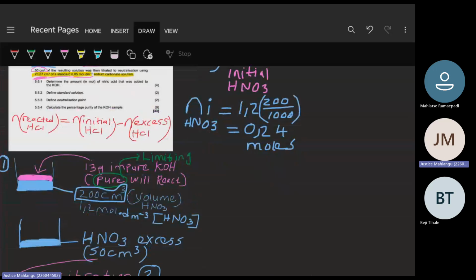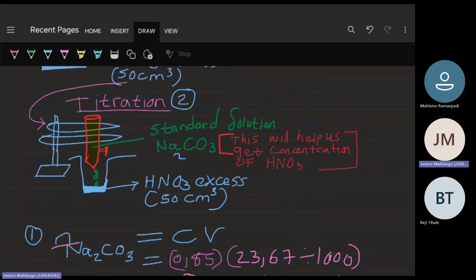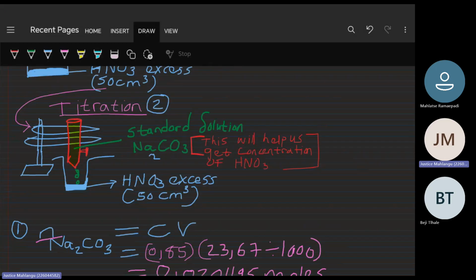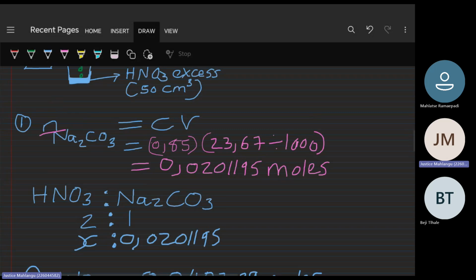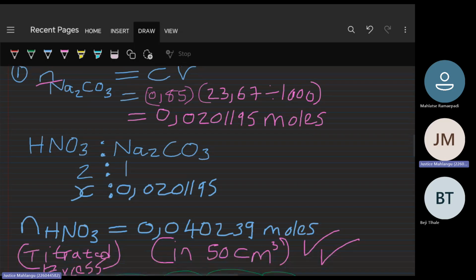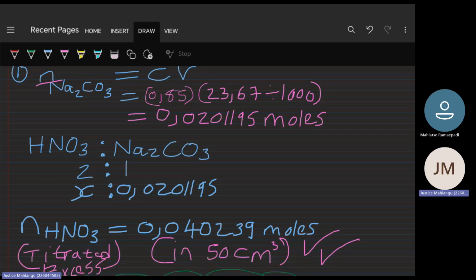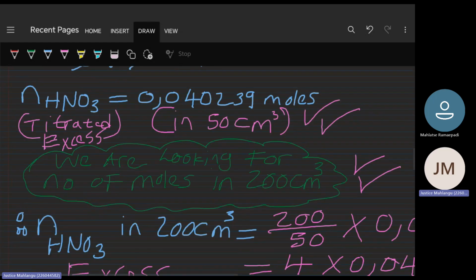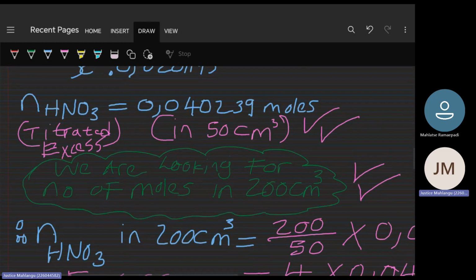That standard solution is going to help us get the concentration of nitric acid. How is it going to help us? Firstly, we get the number of moles of sodium carbonate, because n = CV, 0.85 times the volume. Then we do the stoichiometric ratio and find the number of moles of nitric acid. Remember, keep in mind, it's in 50, not in 200, because 200 is in the original. So in 50, it's 0.4239 moles.